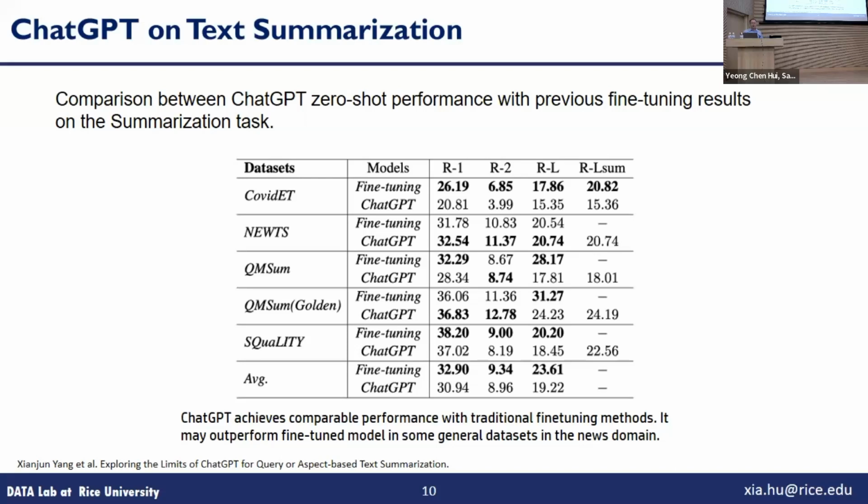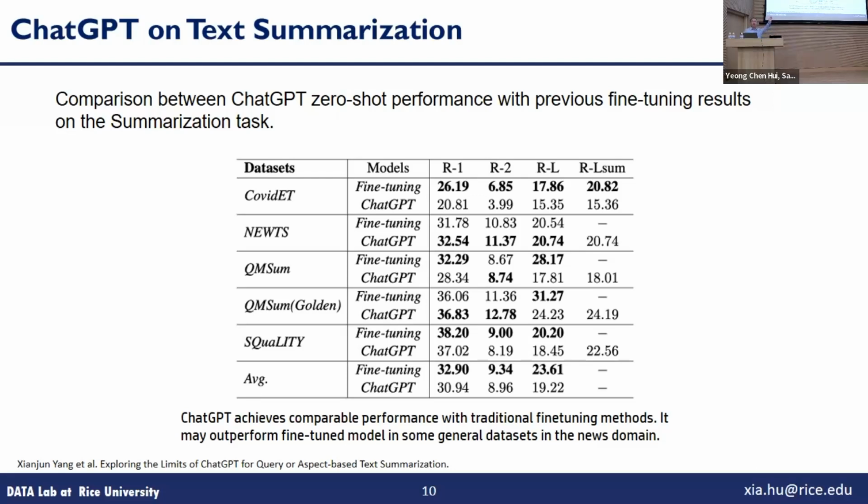And we compare ChatGPT zero-shot performance, meaning we don't do anything for ChatGPT. We just use a vanilla version to see how it really works. ChatGPT has never seen the data before and has no idea what the data will be like. That's why it's called zero-shot. We compare this with previously fine-tuned results on the summarization task. Fine-tuning results mean the model has a basic understanding of what the data will look like.